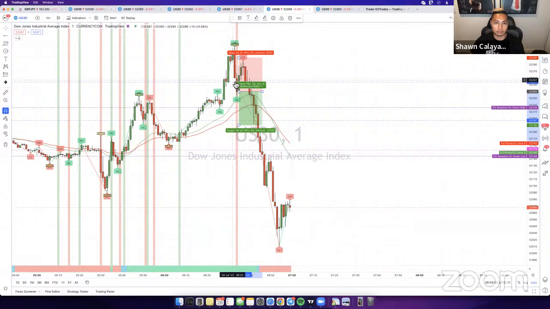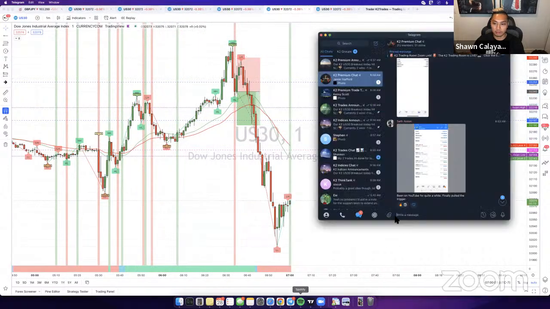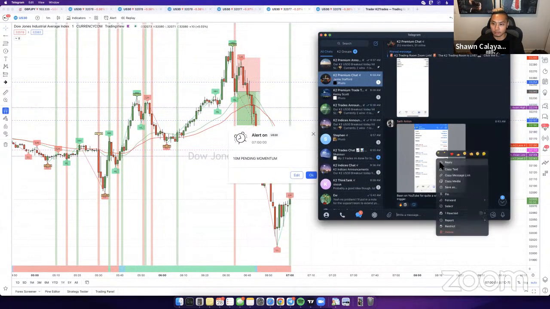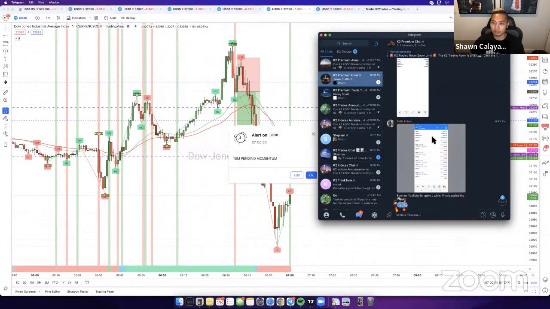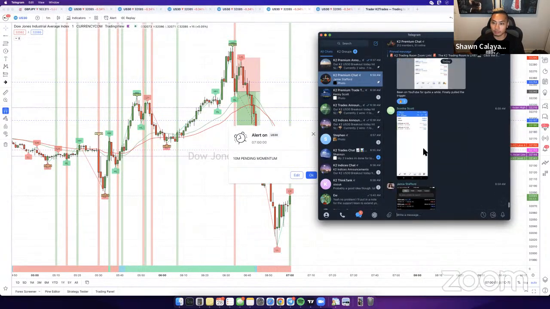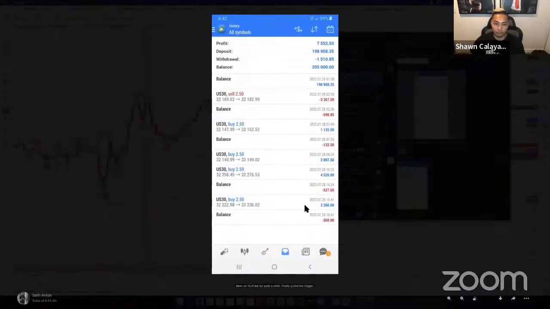Oh, okay, I see. He just pulled out a little earlier. So Seth took it over here actually. Nice. Seth did pretty good off that one. He took the breakout, but he pulled out in time to lock in his profit.